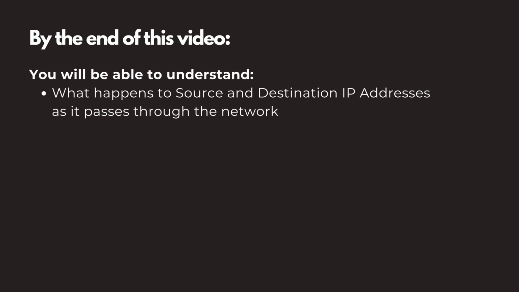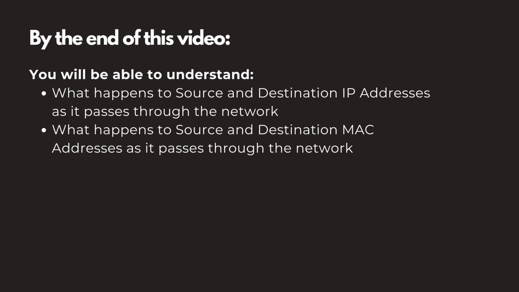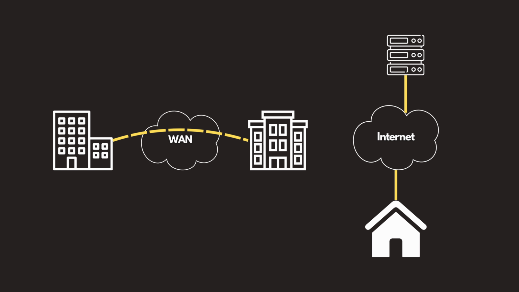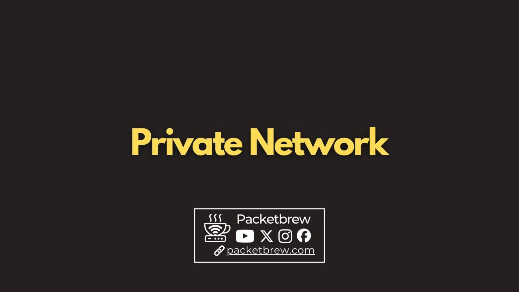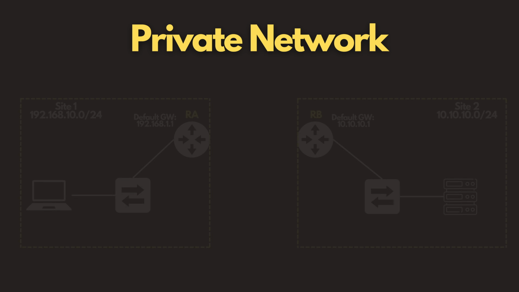By the end of this video, you will be able to understand what happens to source and destination IP addresses as it passes through the network, and what happens to source and destination MAC addresses as it passes through the network. But that's not all. We'll do this for private and public network scenarios, so stay tuned till the end of this video. Let's start with the private network with two sites.